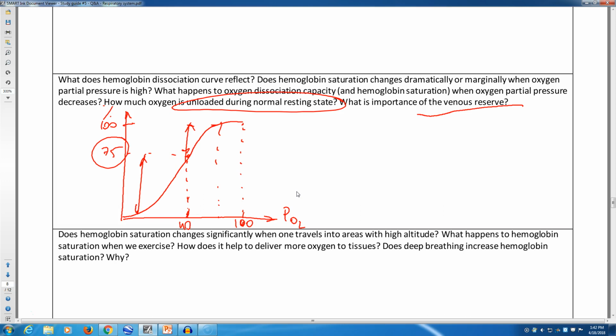Now, if you go in the mountains, what happens to the partial pressure of oxygen in the atmospheric air? Decreases. Partial pressure of oxygen in the alveoli, what happens? Well, I said it. It decreases. Now, it means that your lungs are not at 100, so that's resting. It's not 100, it's, say, here. That's mountains. That makes sense? What happens to hemoglobin saturation?